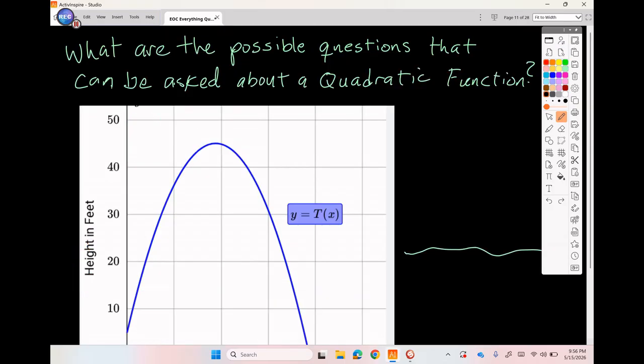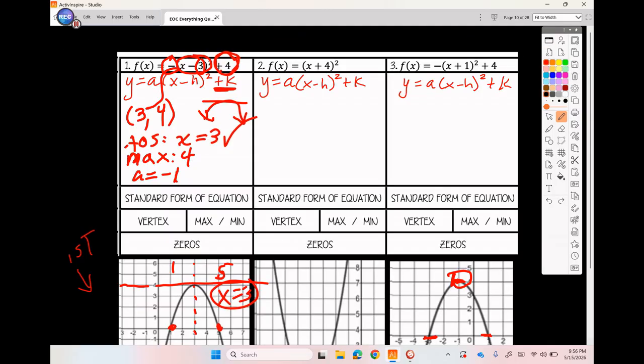Alright, so let's get to this right here. This is important. You can use these other questions to practice. I will mention here, if there's no k, k is 0. So don't think there's no minimum or maximum. It would be a maximum of 0 or a minimum of 0.